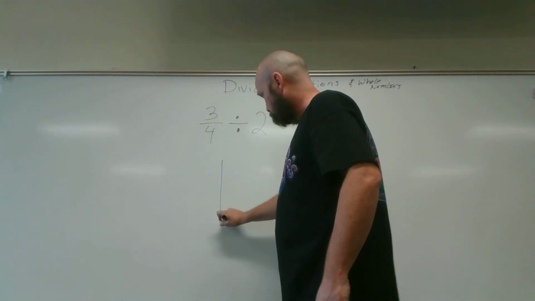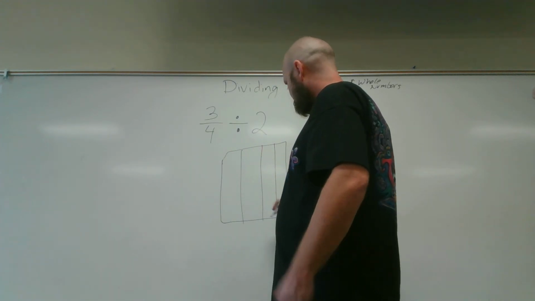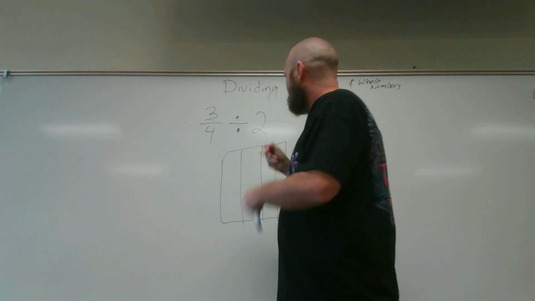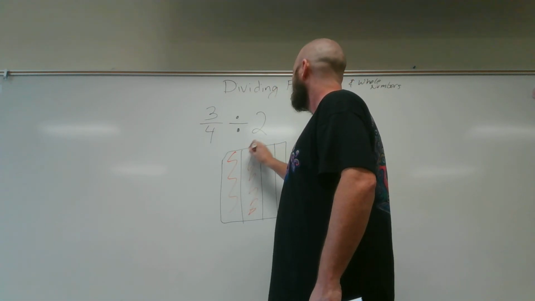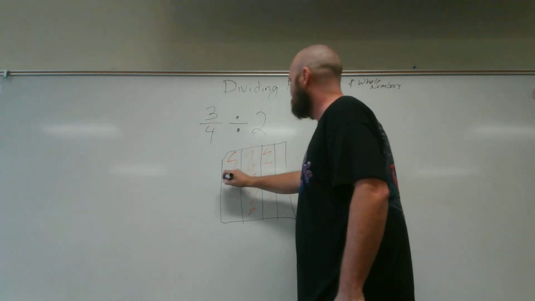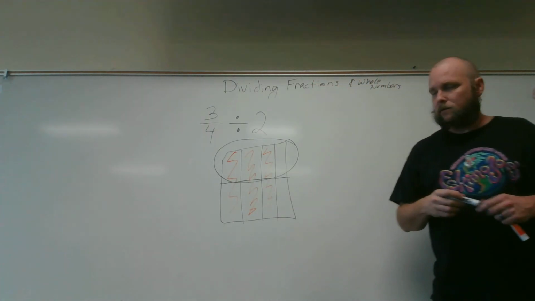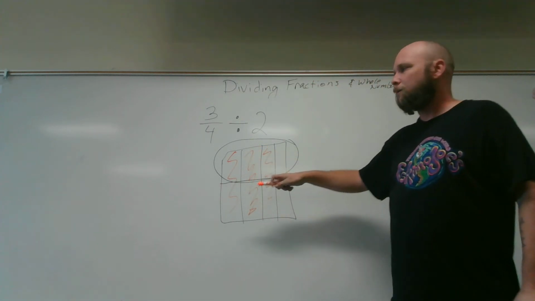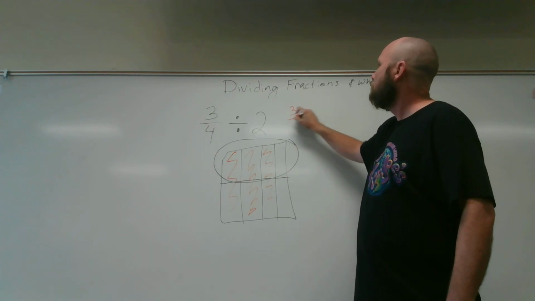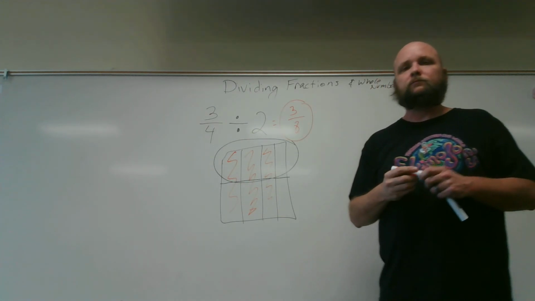So we start first. We have our 4ths. We're talking about 3 of them. So here's 3/4. We're dividing that by 2. Here's our 3/4 divided by 2. We divide that 3/4 in half, and we get 3 over 8. Oh, okay. I messed up. I got 6 eighths.